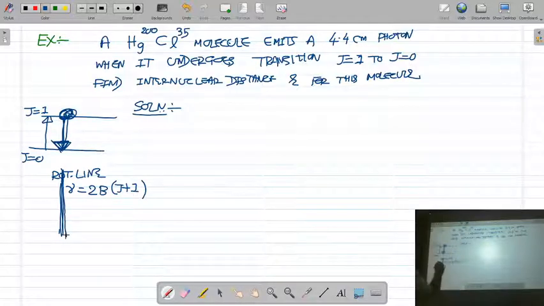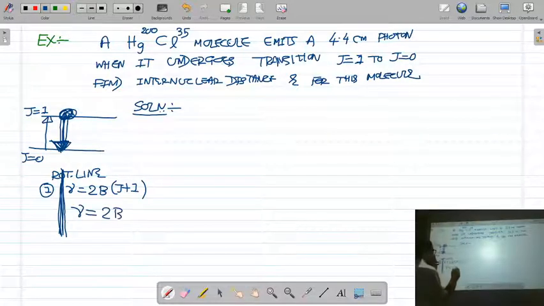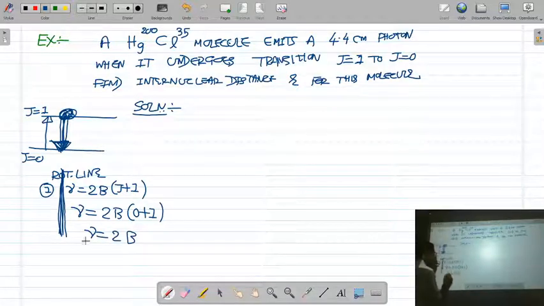The wave number of the emitted rotational line is given by mu is equal to 2B(J plus 1). Now, when the molecule undergoes a transition from J is equal to 1 to J is equal to 0, we get the first emitted rotational line for the HgCl molecule. Its wave number is given by 2B(J plus 1). For this transition, the upper quantum number is 1 and the lower quantum number is 0. So the wave number of this line will be 2B(0 plus 1), that is mu is equal to 2B.